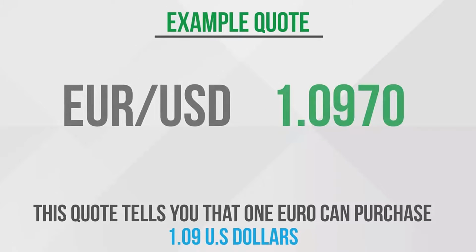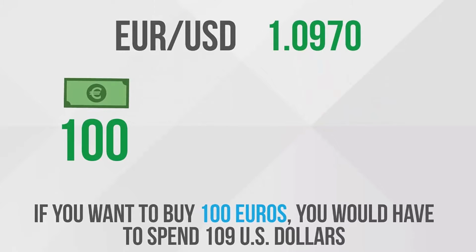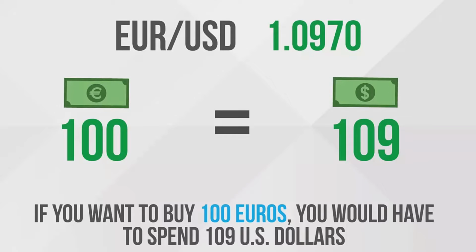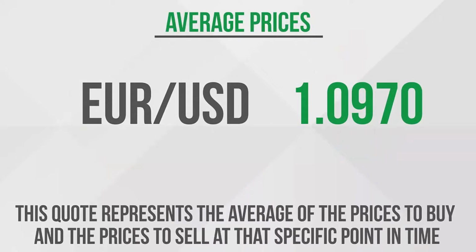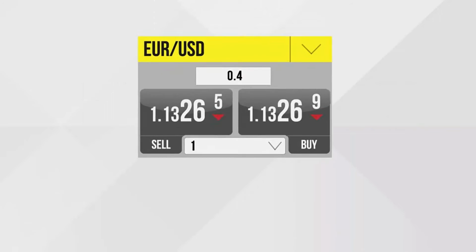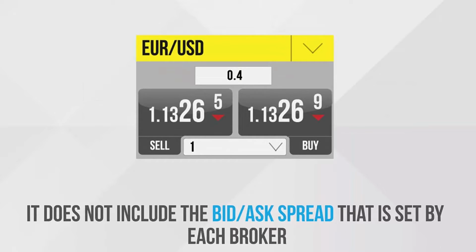This quote tells you that 1 euro can be purchased at 1.09 US dollars. If you want to buy 100 euros, you would have to spend 109 US dollars. This quote represents the average of the prices to buy and the prices to sell for a currency pair at that specific point in time. It does not include the bid-ask spread that is set by each broker.